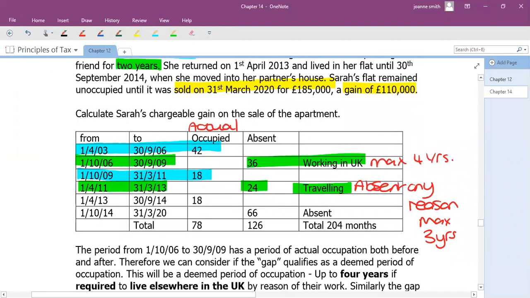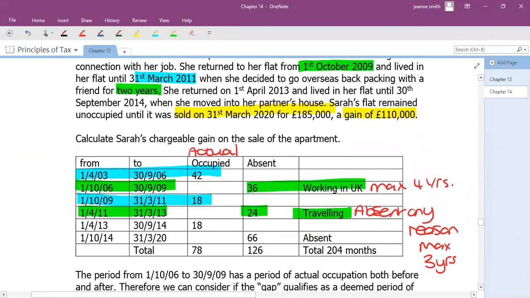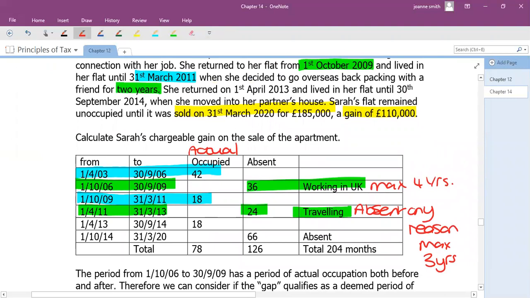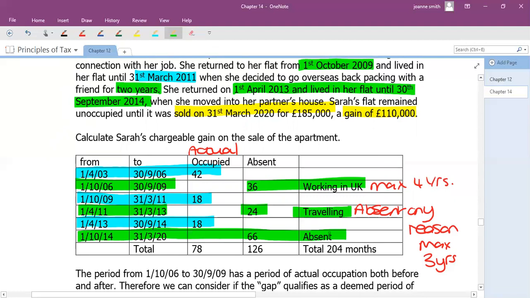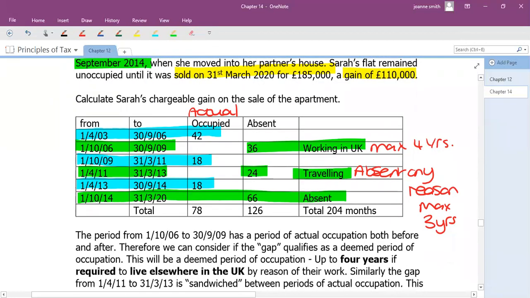And then finally, it says when she returns on the 1st of April 13, she lives in the flat until the 30th of September. So we've got another 18 months. Oh, let's change that colour. She's got another 18 months of actual occupation, and then she moves out to a partner's house and then never comes back. So she is then absent until she sells it. All right, and that would not be classed as absent for any reason. She's just moved the house.